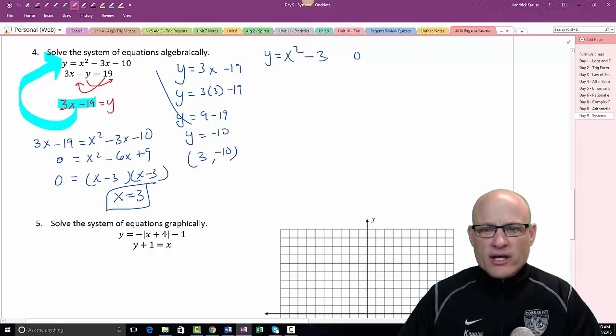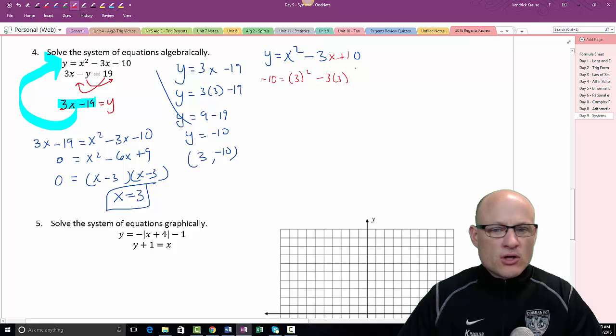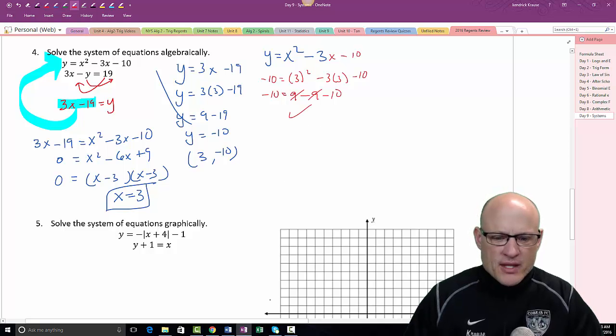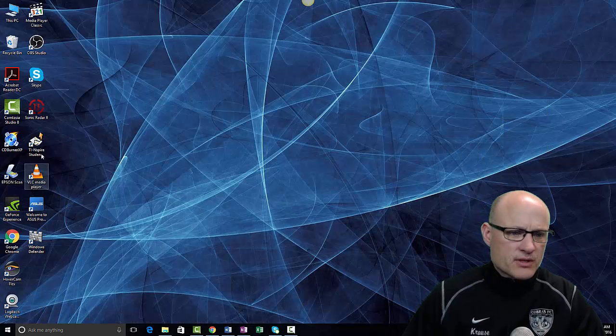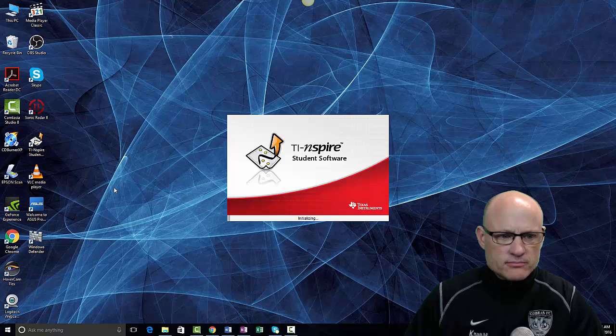Let's see. Minus 3x plus 10. Hopefully, now it's working. Okay, so we're going to plug this in. So negative 10 is equal to 3 squared minus 3 times 3. Oh, it should be minus 10, not plus 10. I was just about to think that's not going to work. Minus 10. Because this is negative 10 equals 9 minus 9 minus 10. These cancel. I get it works out. So it checks. I like to, however, always go over it, and I thought I had my calculator up. I don't know what happened to it.